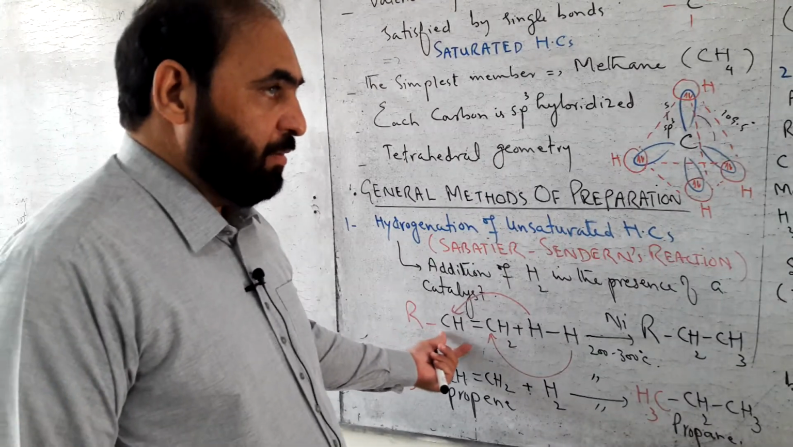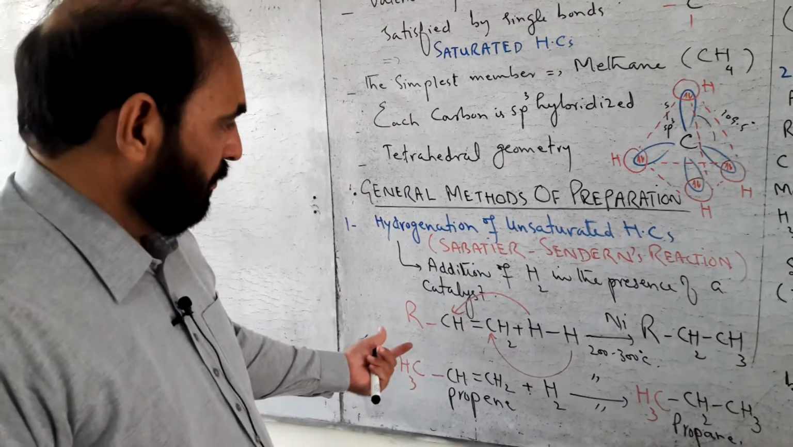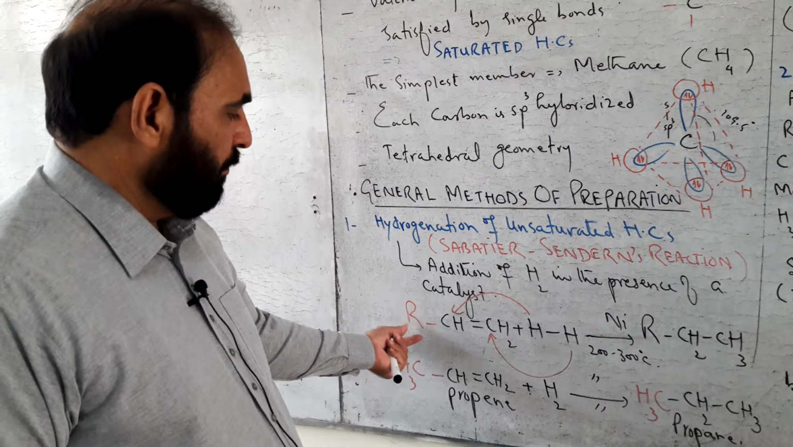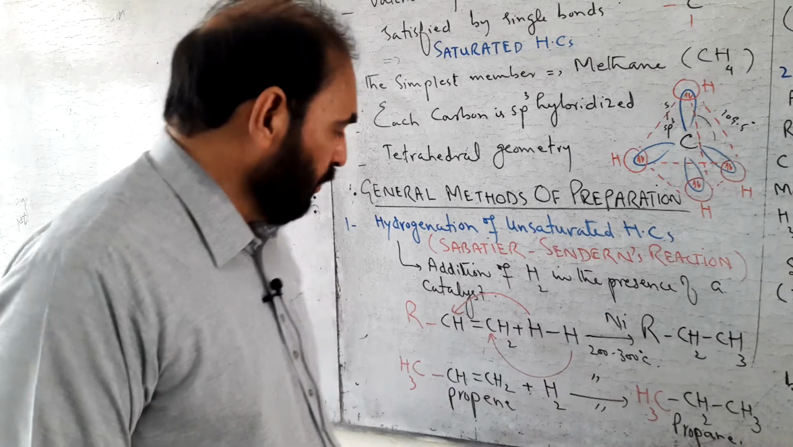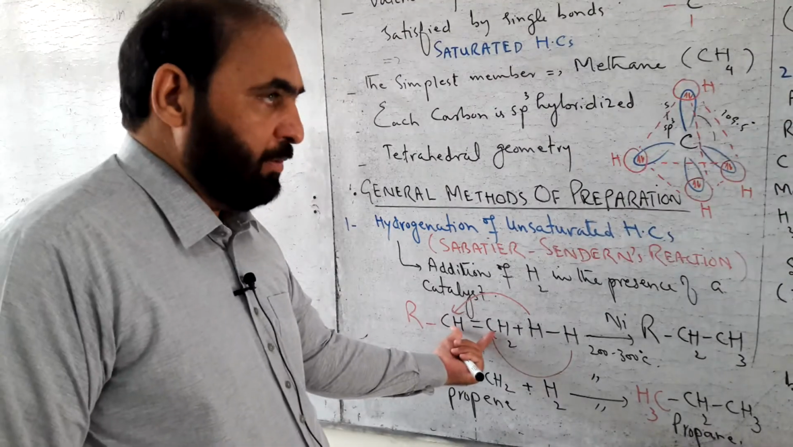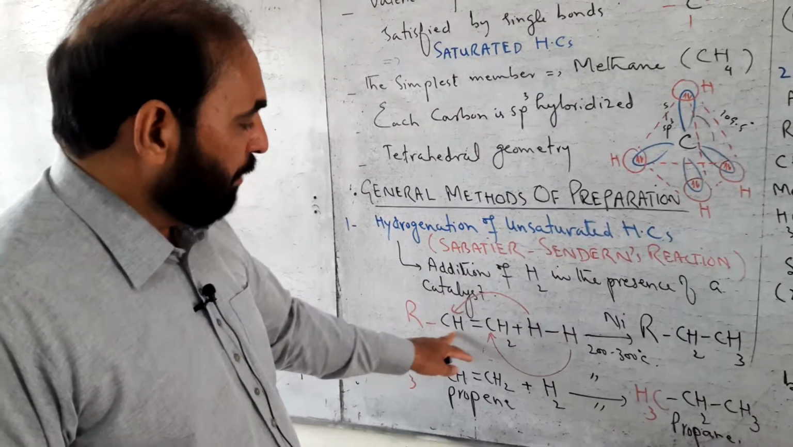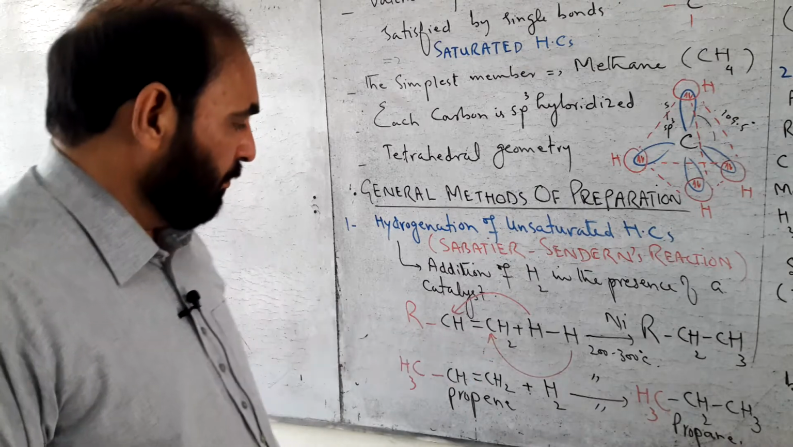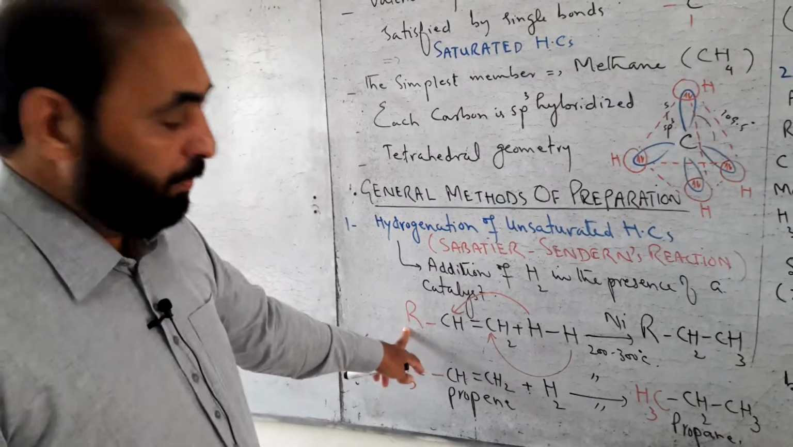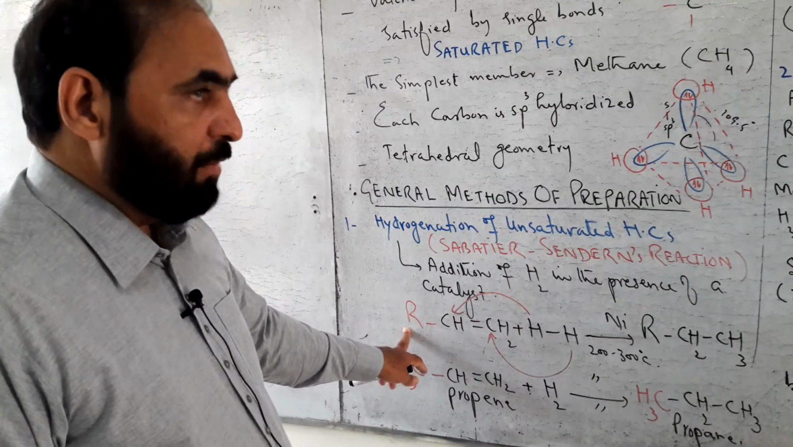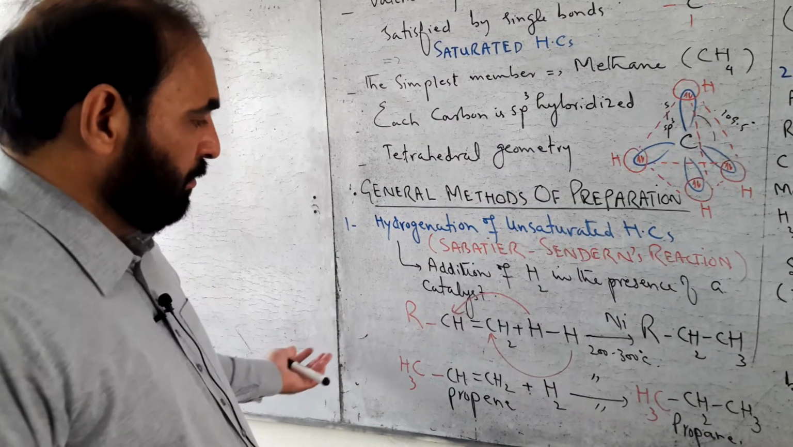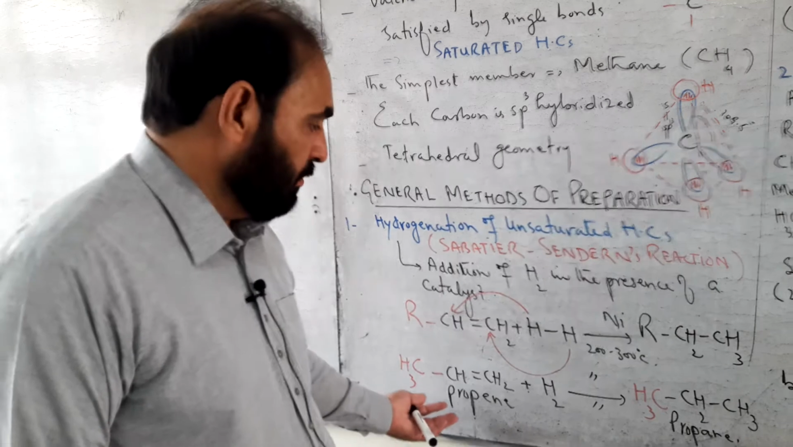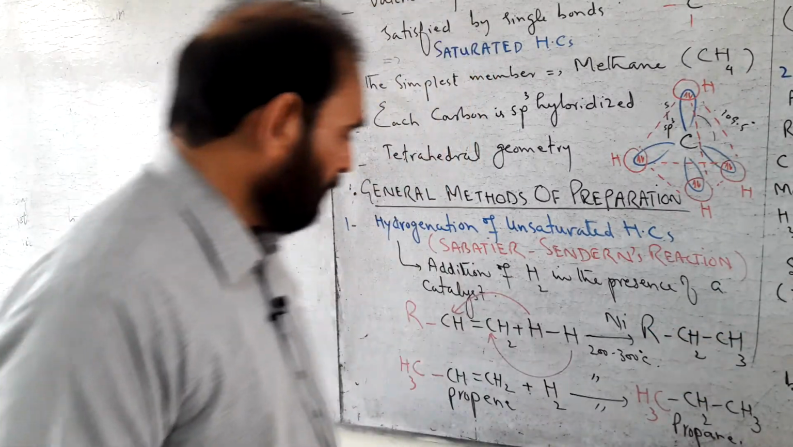For an alkene, the general formula is RCH=CH2. These 2 carbons are bonded by a double bond. R stands for alkyl group. It may be a methyl group or ethyl group. We take examples for this general reaction.